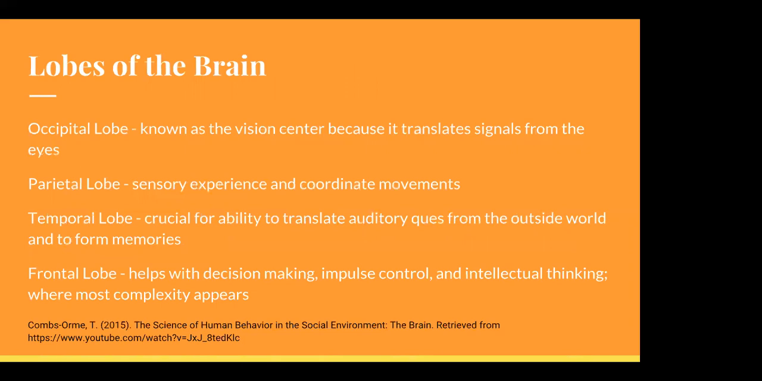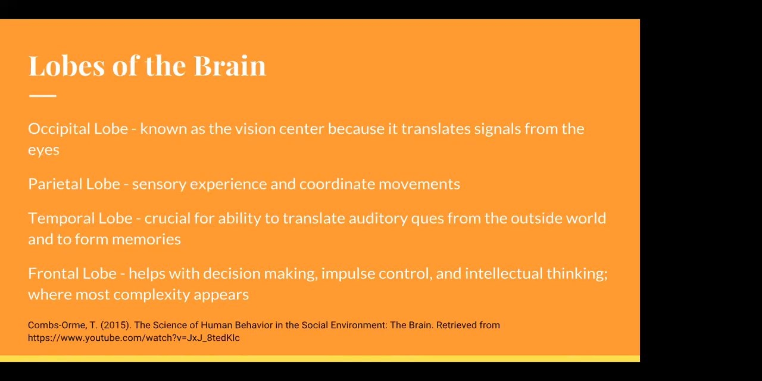So then we go into the four lobes of the brain. You have your occipital lobe, which is located in the back, and it's known as the vision center because it translates the signals from the eyes to the brain. And then you have your parietal lobe, which handles sensory experience and coordinated movements, which is your balance and everything like that. Next, you have your temporal lobe. It's crucial for the ability to translate auditory cues from the outside world and to form memories.